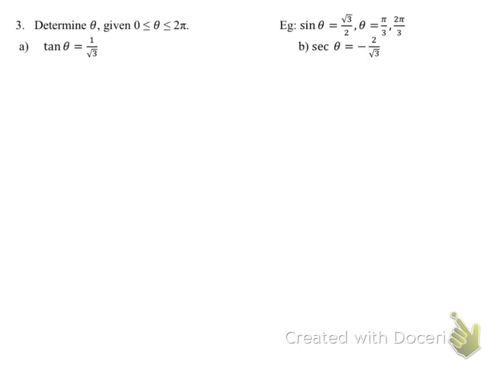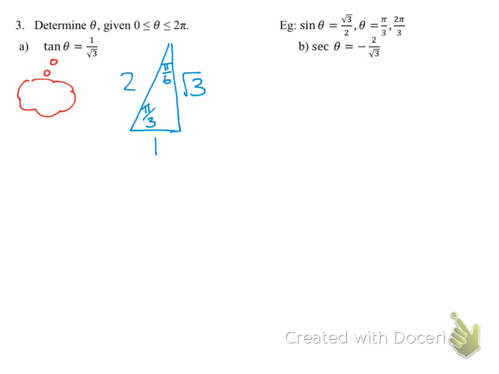Okay. Next question. Determine theta. And we couldn't have more than one answer, right? So first, since I know that it's 1 over √3, I know that this is the triangle that I need to draw. Now the angles in there are pi by 3 and pi by 6. So that means that we're looking at opposite over adjacent, because tan is opposite over adjacent.